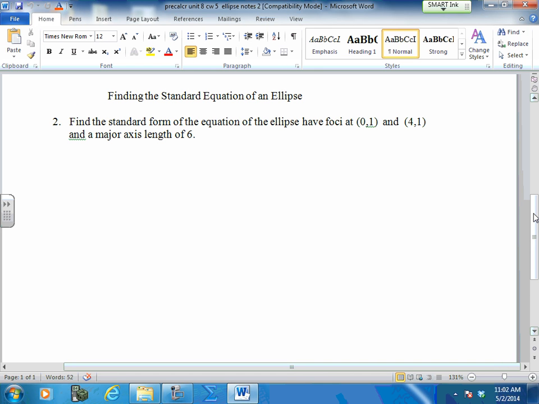Okay, so find the standard form of an equation of an ellipse whose foci, I know the foci. So let's do the foci. (0, 1) and (4, 1). Guys, hello? That's my foci points. And the length of my major axis is 6.